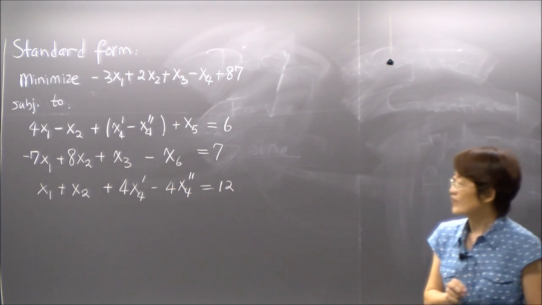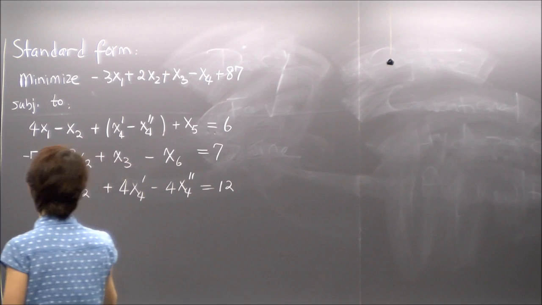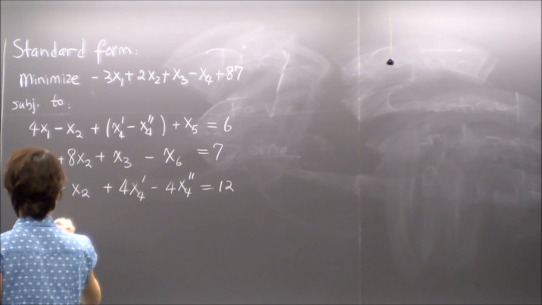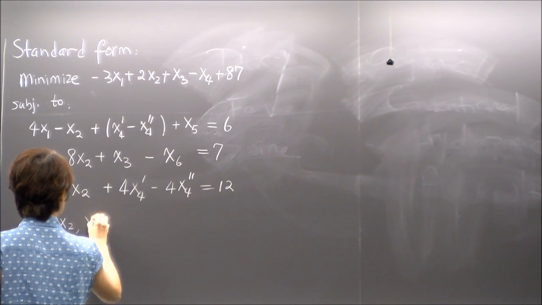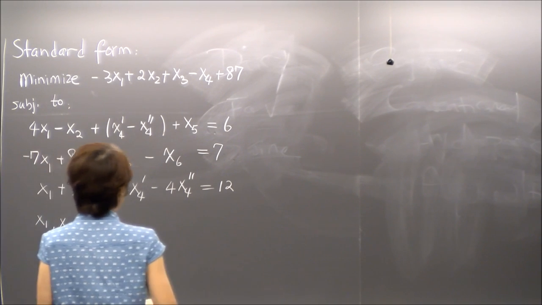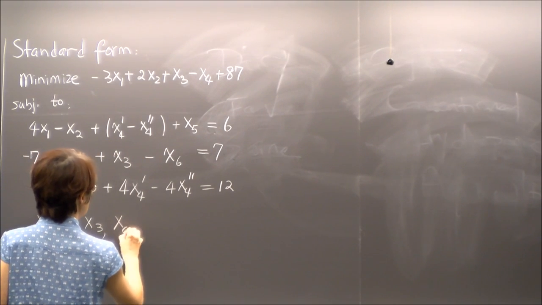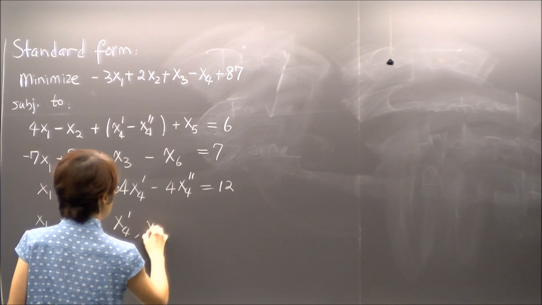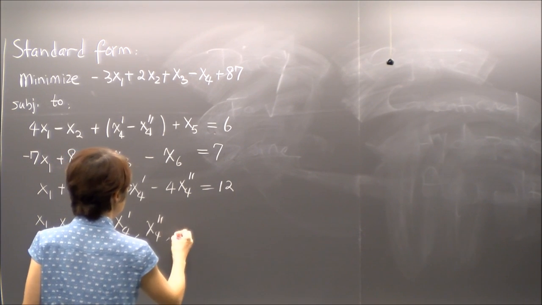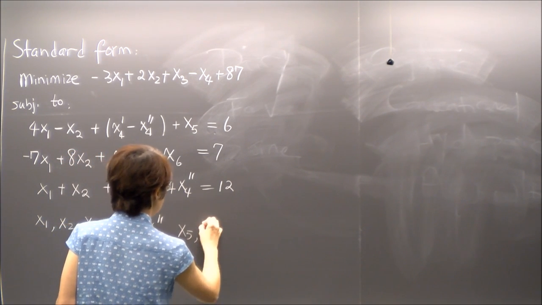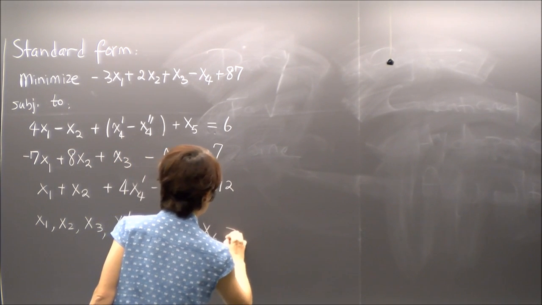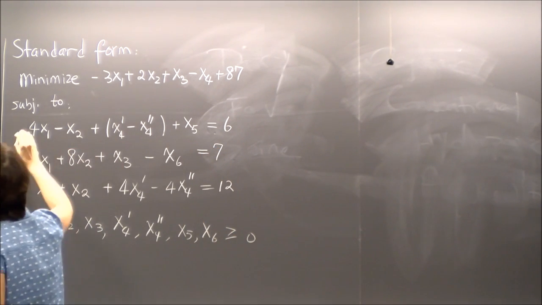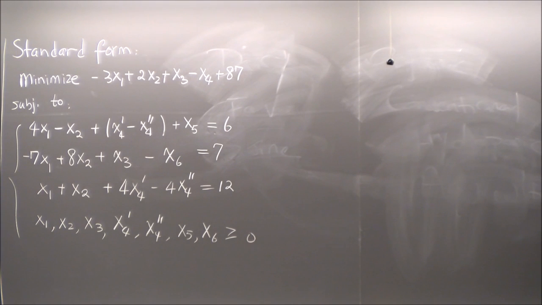Okay? All right, and then I have to collect all my variables now, x1, x2, x3. Now I don't have x4, it's replaced by x4 prime and x4 double prime, and then I have x5, x6, they shall all be non-negative. So that will be all my constraints.